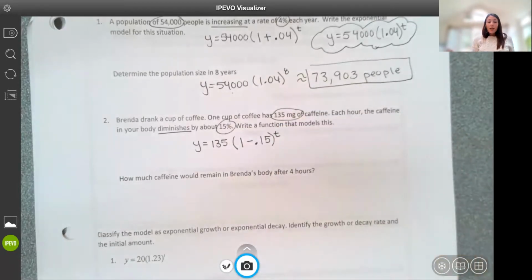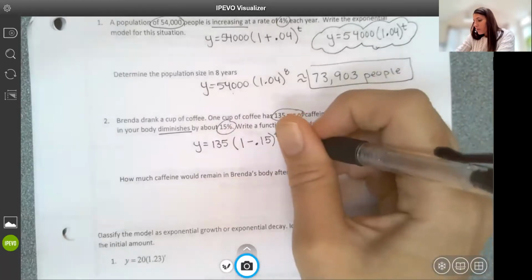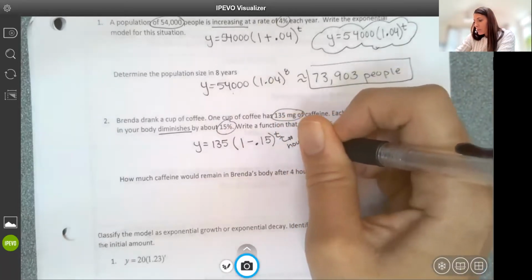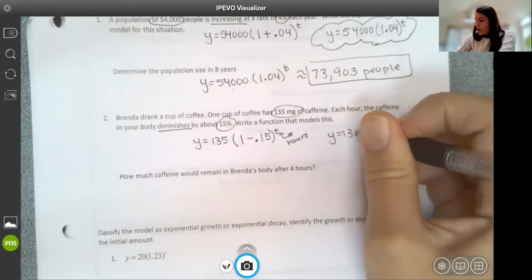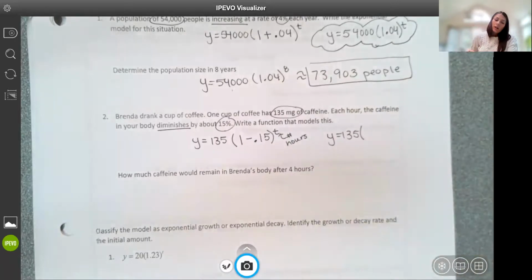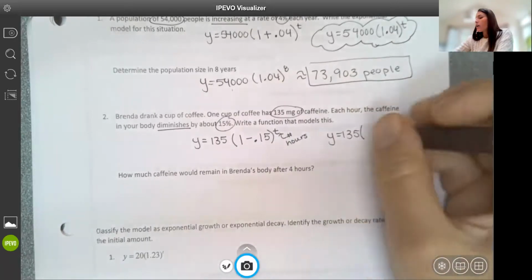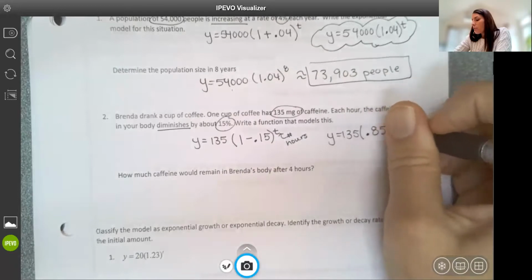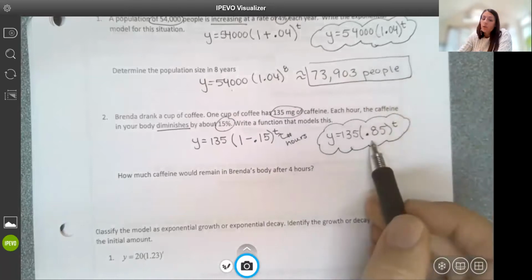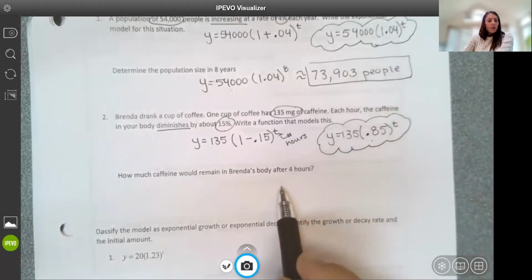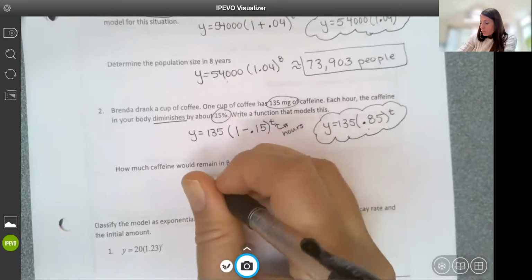Now for this, our time is not in years. So it's telling me that this depreciation, that this diminishing effect is by the hour, not by the year. So this time is going to be number of hours. And I'm just going to clean this up a little bit. So I'm going to have 135. If I take 1 and I subtract 0.15, that leaves me with 0.85 to some time period. And there's my function. Decay, less than 1. And then we want to know 4 hours later how much caffeine would remain in her system.